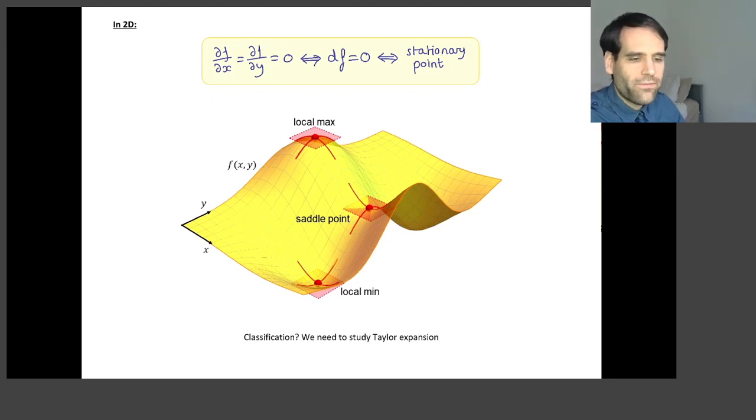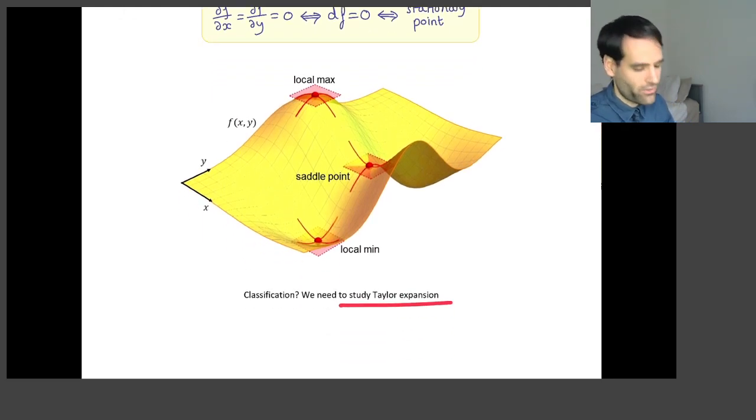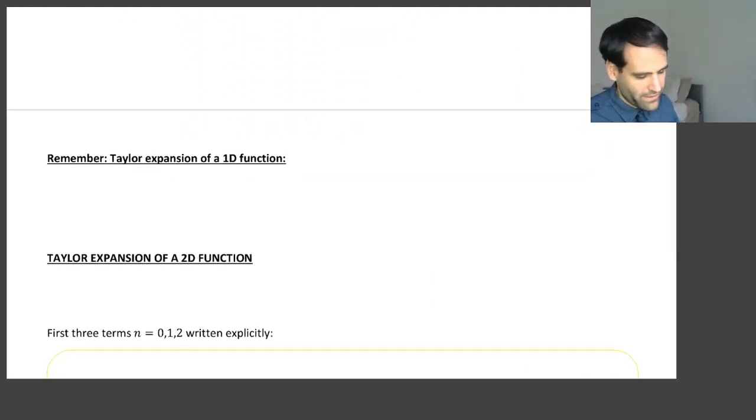So we know that we can find the stationary points by equating the partial derivatives with respect to x and with respect to y to 0. But now we want to classify them. And in order to classify these points into maxima, minima, and saddle points, we need to study the Taylor expansion of a function of 2 dimensions. And this is very interesting.